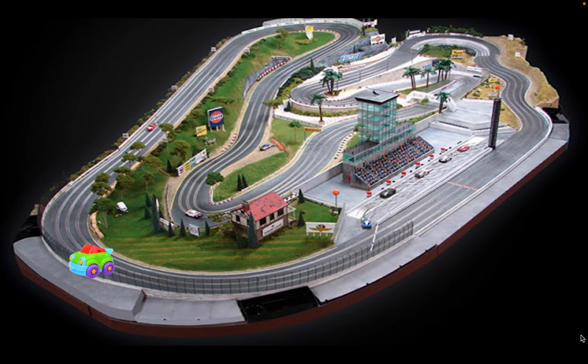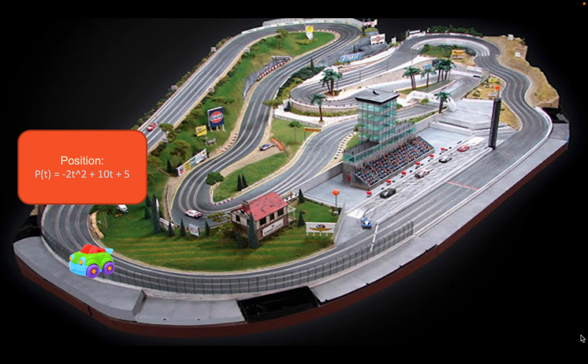Here, we have a diagram of the car's position. By calculating the derivative of the car's position with respect to time at this point, we obtain the car's velocity at that precise instant. This velocity tells us how fast the car is moving at that moment.